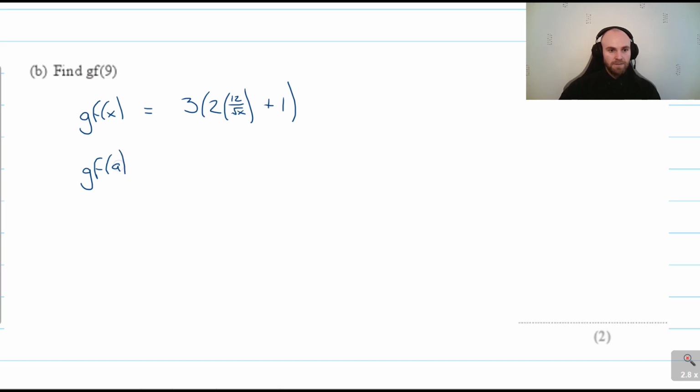Okay, and then gf of 9. So we have gf of x here. Then I'm just going to sub in 9 for x at this point. So it's going to be 3 in brackets. We're going to have 12 over root 9. That looks a lot easier. Root 9 is nice. So that is going to be 12 divided by 3 because root 9 is 3.